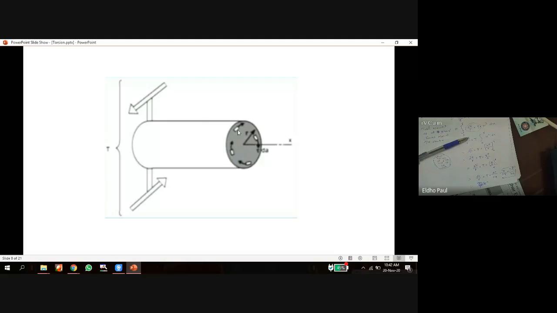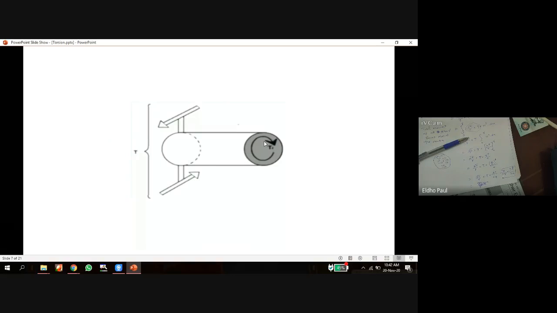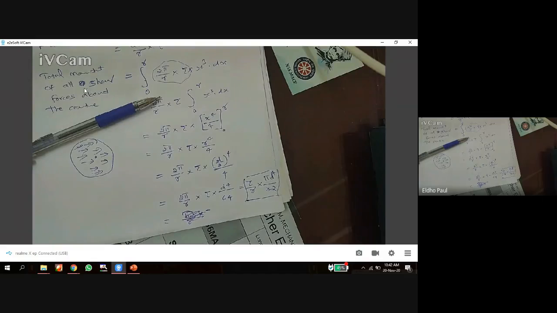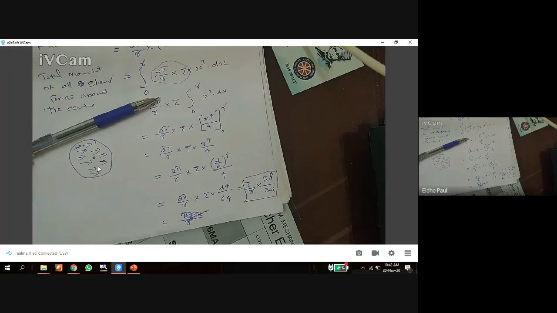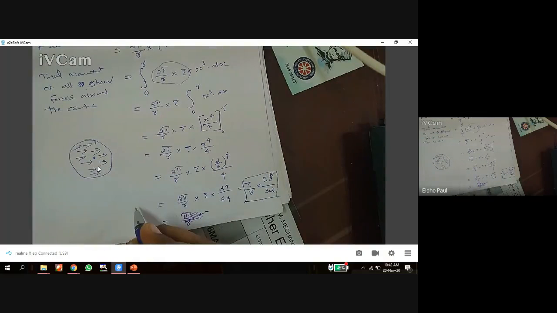This moment of all the shear forces about the center is the resistance offered by the cross section against the external torque. So the resistance torque offered by the cross section against the external torque is equal to this total moment. All the forces about the center developing moment is the total resistance torque. So we can write this is equal to, and the resistance torque is equal to the applied torque.